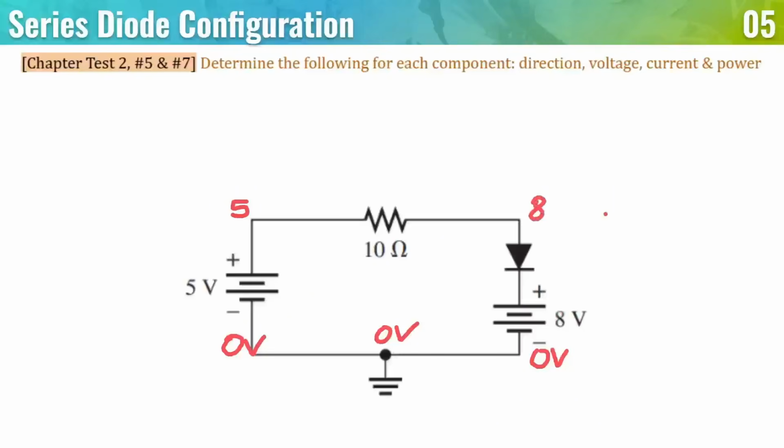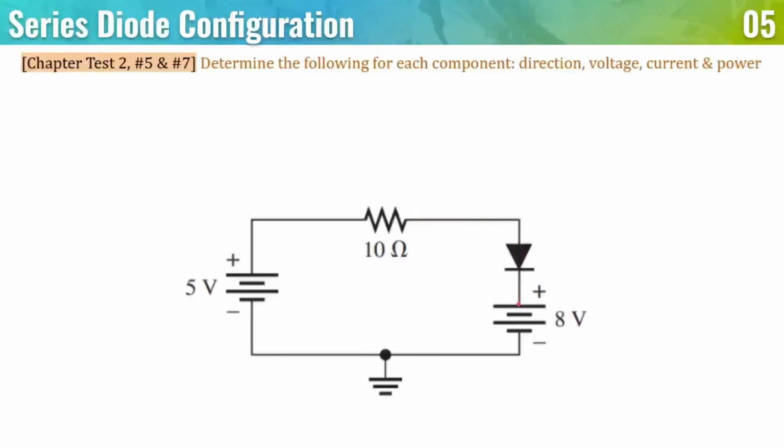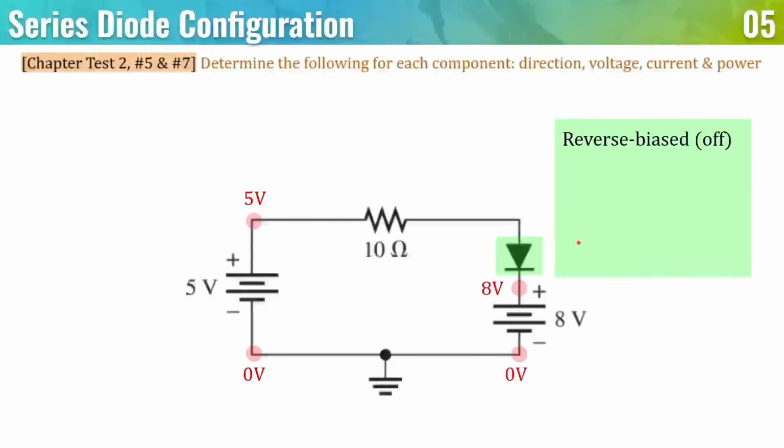So recall that current flows from positive to negative, or we could say that it flows from higher to lower. So starting from 8 volts, we go to 5 volts. Since the direction is going in the wrong way in conventional current, since it is not meeting the direction of the diode, we can say that this is reverse biased. So it's off.